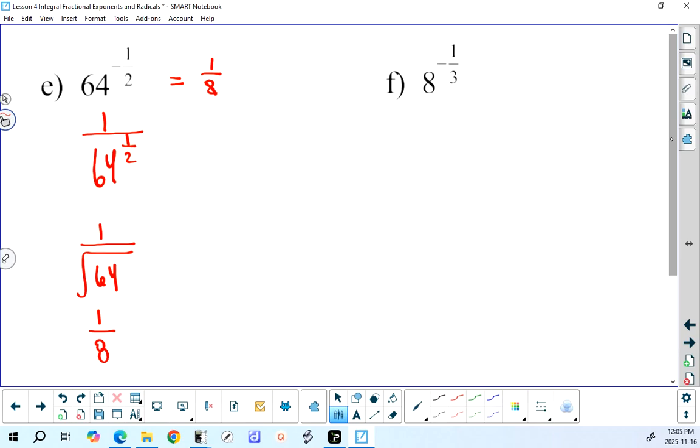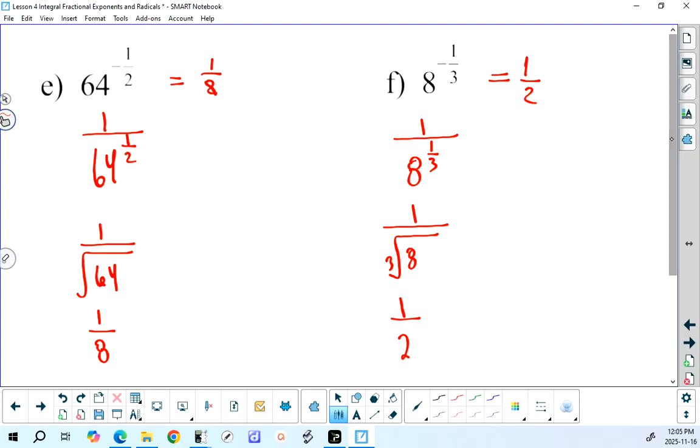8 to the negative 1/3 is 1 over 8 to the positive 1/3, which means 1 over 8 taken as a cube root. And I think we've done the cube root of 8 enough times that hopefully it's starting to stick, that the cube root of 8 is 2, because 2 multiplied by itself 3 times gives you 8. So this is 1/2.